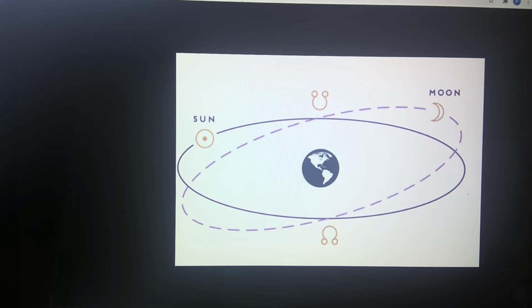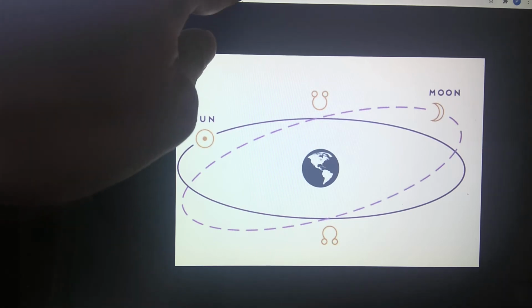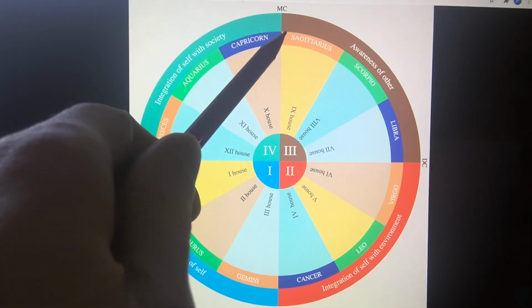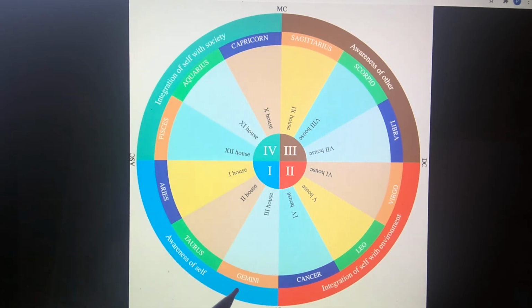So let us now flip to the lovely diagram that we had here the other day that we were looking at, of the basic template from which all birth charts are derived. So yeah, that's where the South Node is now in Sagittarius. That's where the North Node is in Gemini.